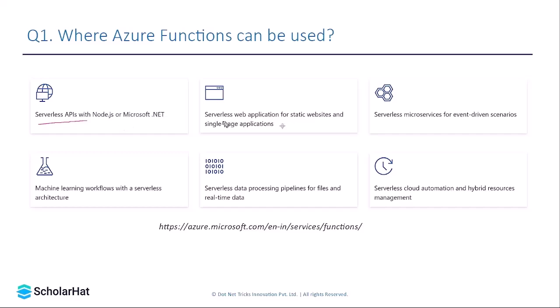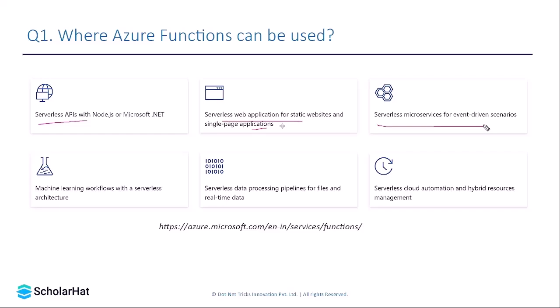It can also be used for a serverless web application for static websites and single page applications. Again, if we want to create a web application, we can use an Azure Function to serve the backend part. Azure Function can be used in microservices for event-driven scenarios. So we can create different triggers, a blob trigger, a queue trigger, or a storage account trigger, and based on those triggers, we can create an Azure Function for event-driven scenarios.